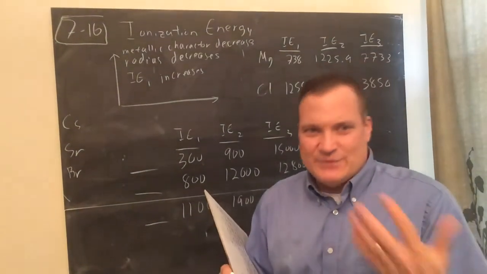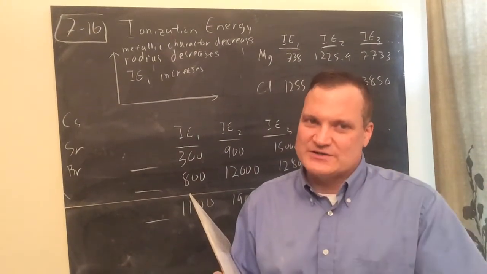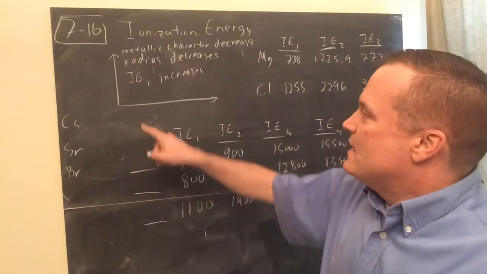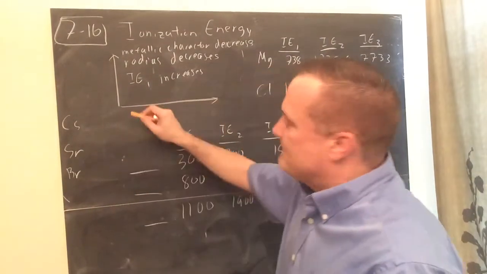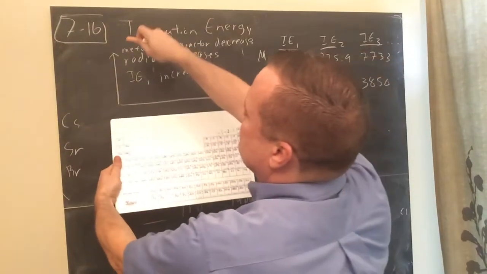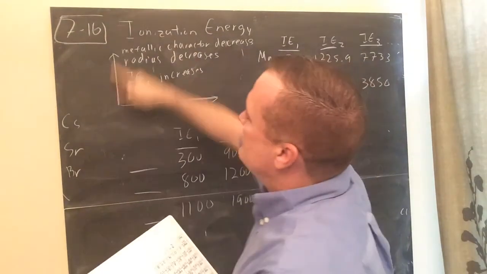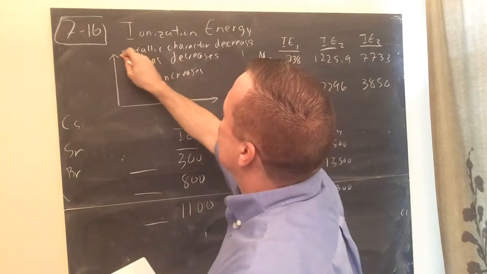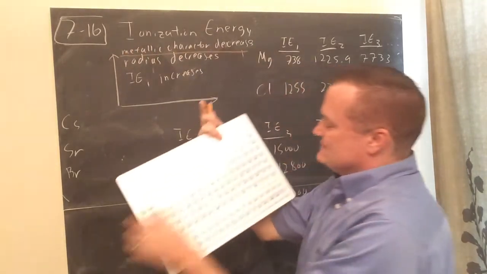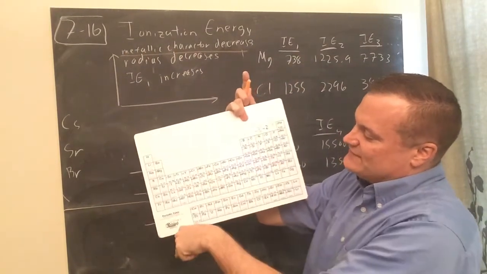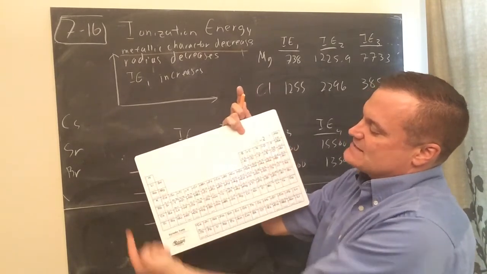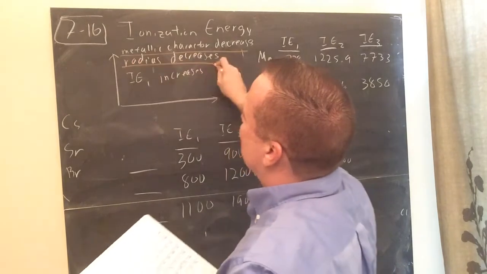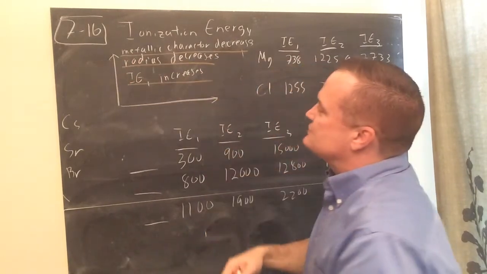Okay, we're going to continue ionization energy. This will be hopefully a fairly short section. Just to review the trends on the periodic table: as you move up a group or to the right in a period, metallic character decreases, because it's more metallic to the left and down. That means up and to the right will be less metallic. The radius decreases, and the first ionization energy increases.